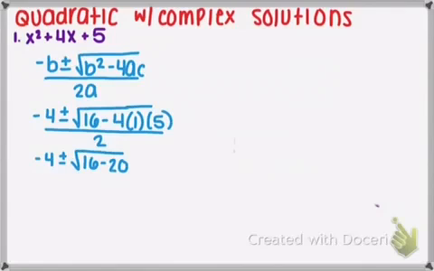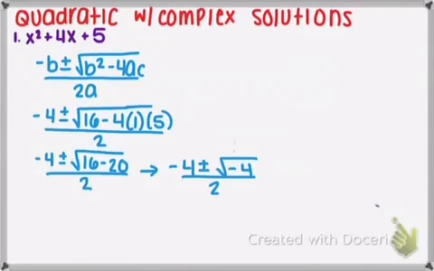And then you solve that, so it would be negative 4 plus or minus the square root of 16 minus 20, which would be negative 4, over 2. Then the square root of negative 4 simplifies to 2i, so it would be negative 4 plus or minus 2i over 2, and then you simplify that even more, so it'd be negative 2 plus or minus just i. And that'd be your answer for your quadratic with complex solutions.